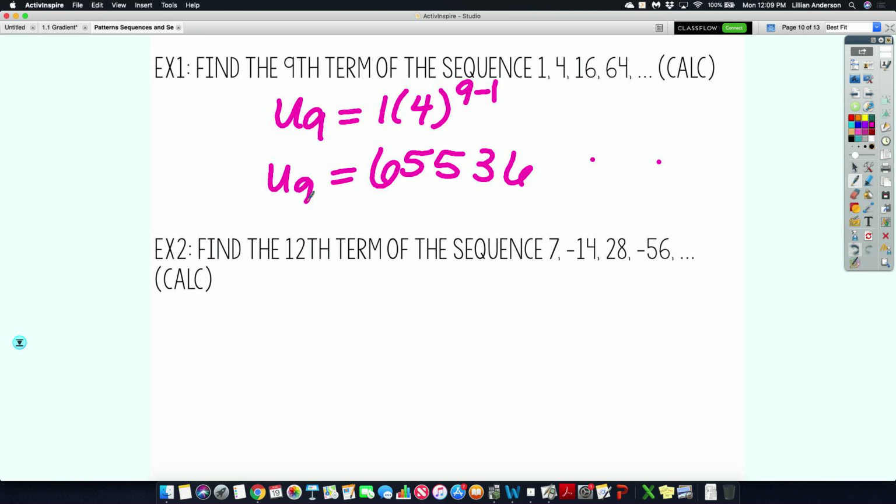All right, and then over here, find the 12th term in the sequence. I need a common ratio. John, what's my common ratio? -2. Yeah, okay. -2, I'm going to raise that to the 12 minus 1. Now, do you still have this on your calculator? The typing in of this one? Cleared it out? Okay.